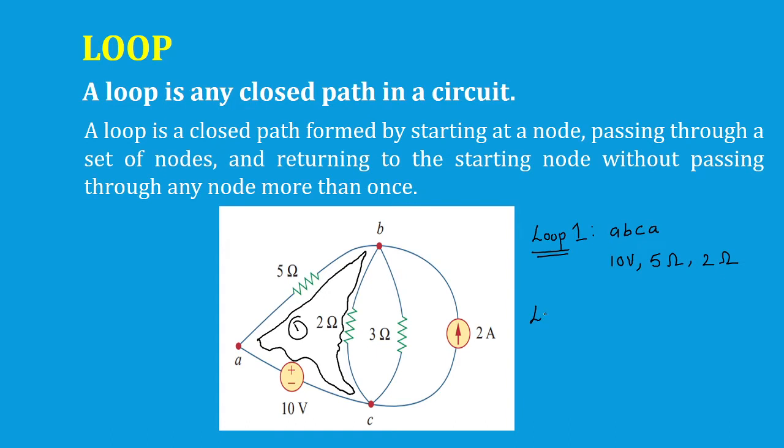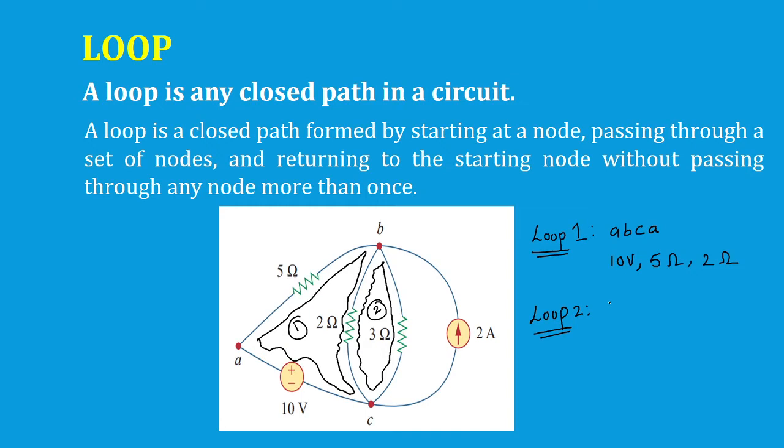Then we will see what the second loop is. The second loop is simply between node B and node C. I'm starting at node B, going through the 3 ohms resistor, and again coming back to node B through the 2 ohms resistor. So this becomes loop 2.